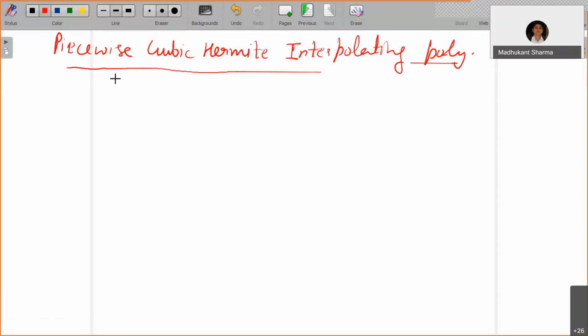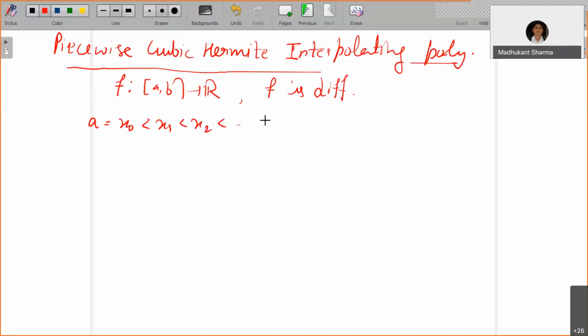As previously, we have a real valued function and f is differentiable, and we wish to get the piecewise cubic Hermite interpolation. So we are going to make a uniform partition: a equals x0 less than x1 less than x2 and so on, less than xn equals b. And how are the xi's related? xi is equal to a plus ih. What is h? It is b minus a by n.